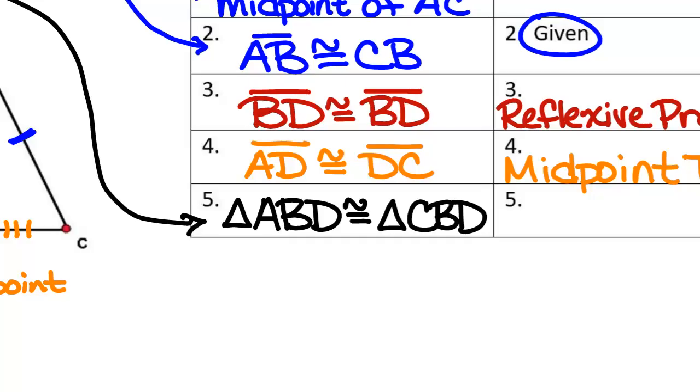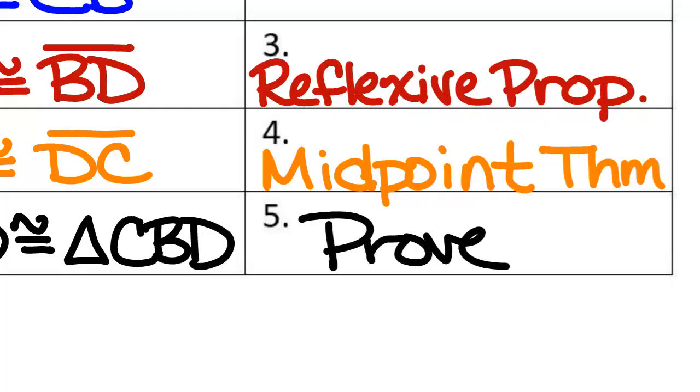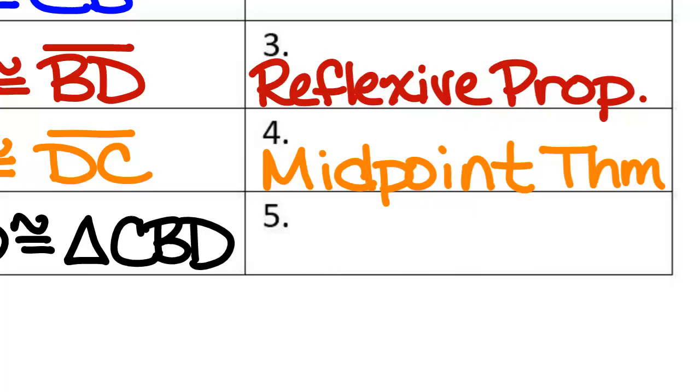And we have to write down why we're allowed to say that. Am I ever, ever, ever allowed to use this as a reason? No. Prove is not a reason. Prove is the action verb of what we are doing in this process. So I can't use prove as a reason. Let's look at the triangle and see if we can find our reason.